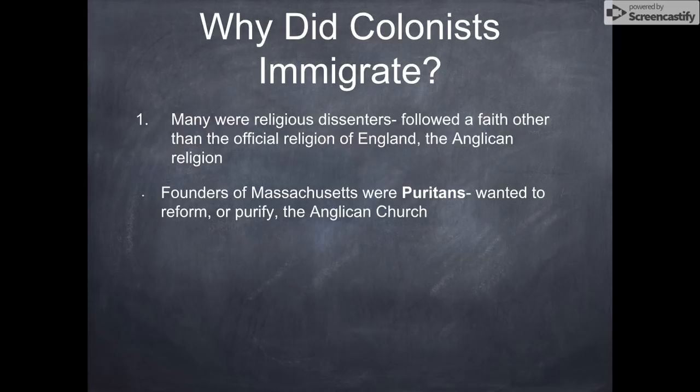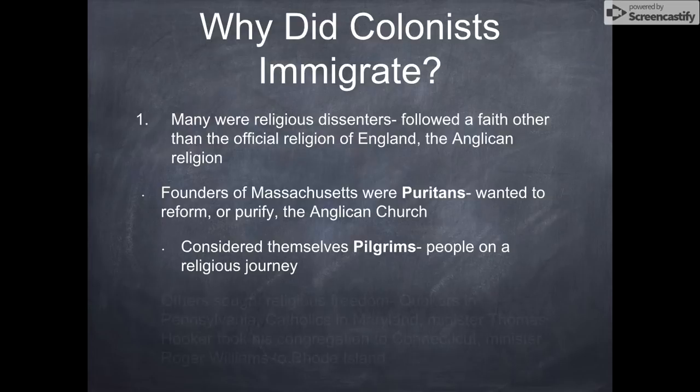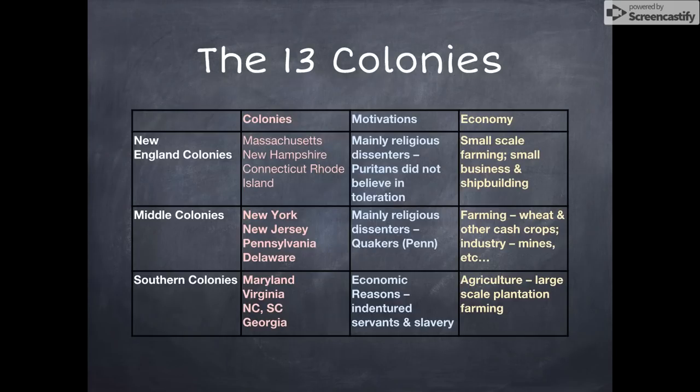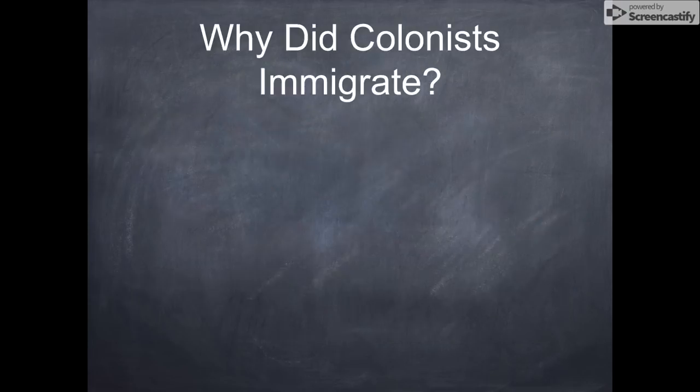So many founders of Massachusetts were Puritans. They considered themselves pilgrims. So this is where, when we talk about the pilgrims, this is usually who we're kind of thinking about. Others sought religious freedom. So you had Quakers in Pennsylvania, Catholics in Maryland, and then Connecticut, Rhode Island. So when we're talking about why did colonists immigrate, the phrase that is the easiest to remember is gold, glory, and God, right? So this piece, God, represents the people wanting religious freedom. And then here's just a quick rundown on the specific colonies itself and why they were set up.